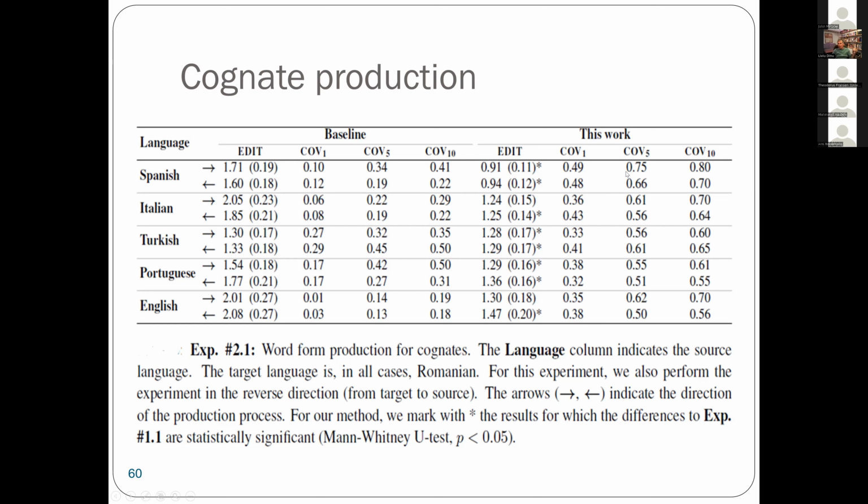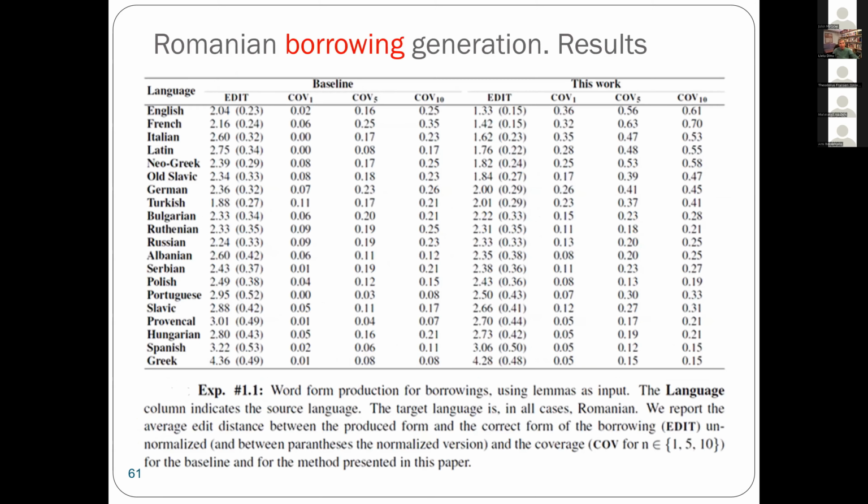The coverage at 5 is 70%. We see here, from Spanish to Romanian, or from Romanian to Spanish, the results which we obtain. It is easier to obtain the words, and if you don't know the real words in the language, maybe you have an idea that they are cognates. If you use your languages, there is a big chance to be understood by the other one. Also, the last results, the borrowing generation.